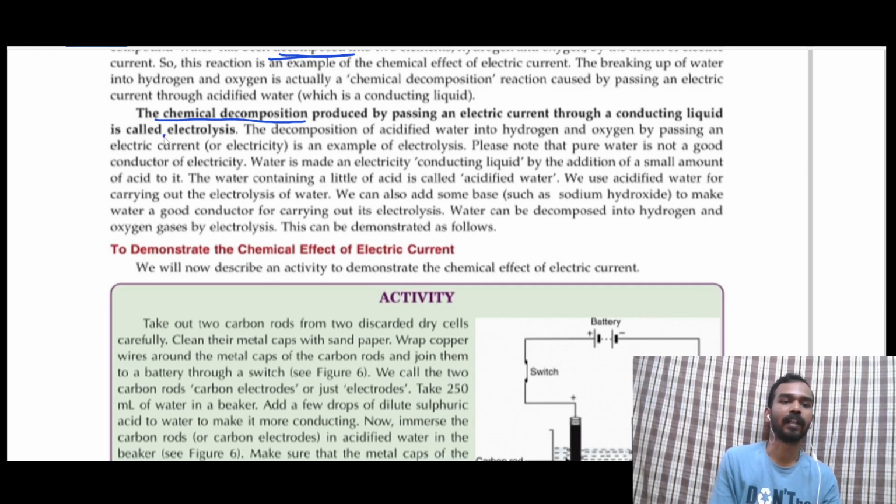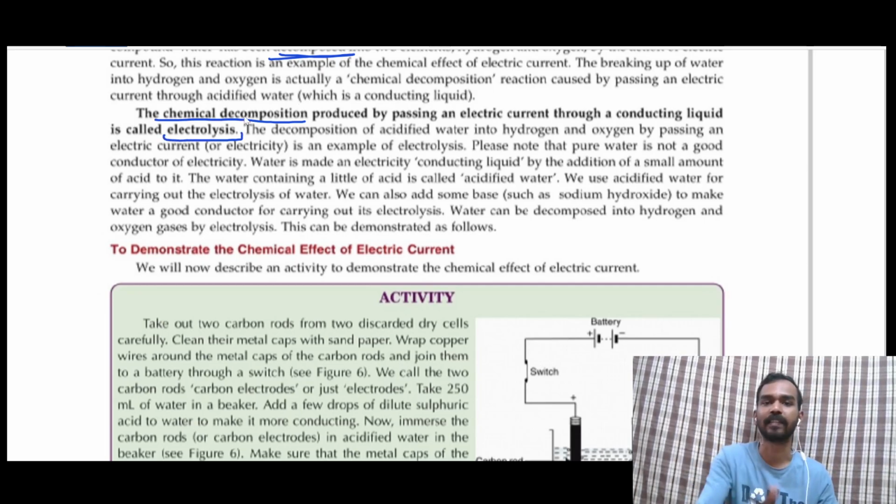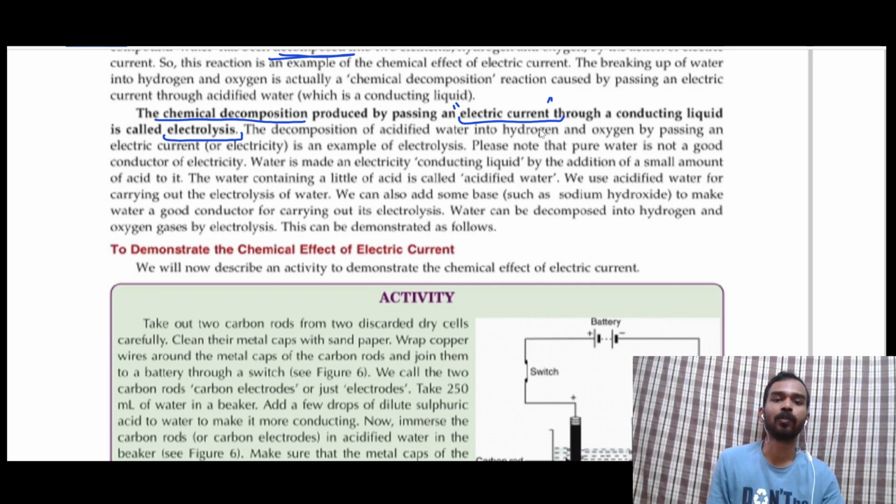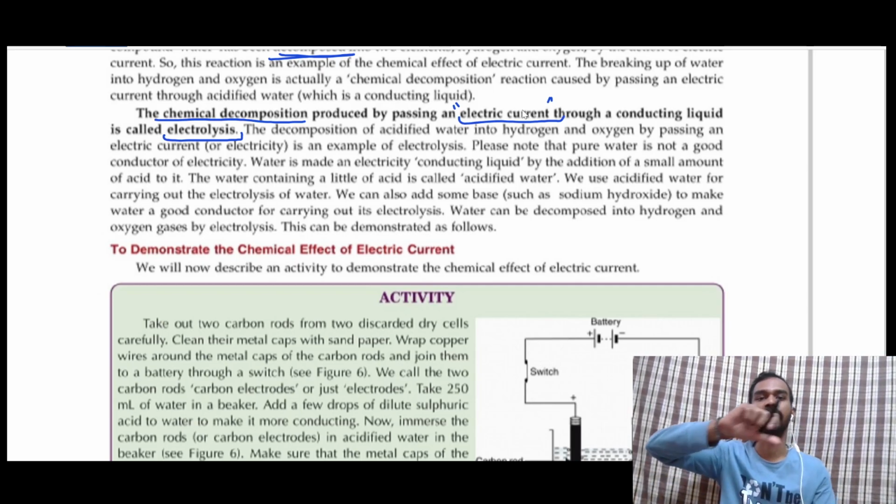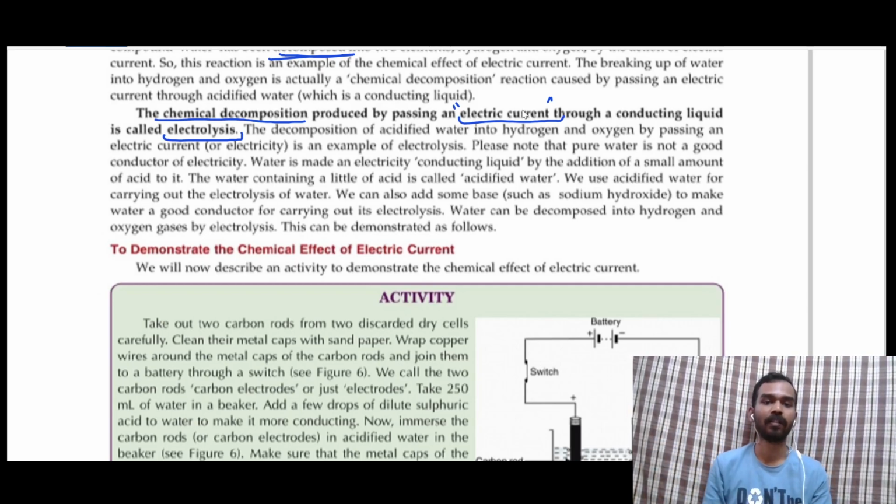Another term is electrolysis. Lysis means break. You break with the help of current. So water, you are breaking it into hydrogen and oxygen. As I told, you are giving some energy, electric current, that is being used to break the bonds. Then you are releasing hydrogen and oxygen.